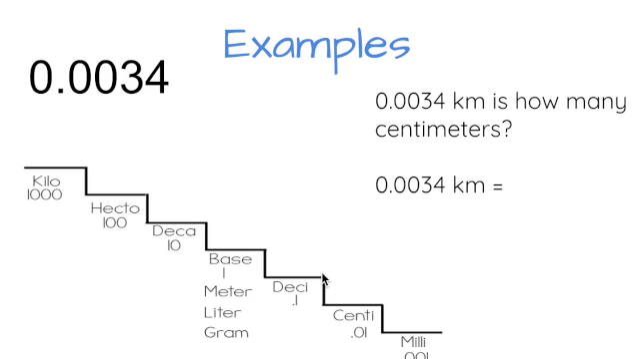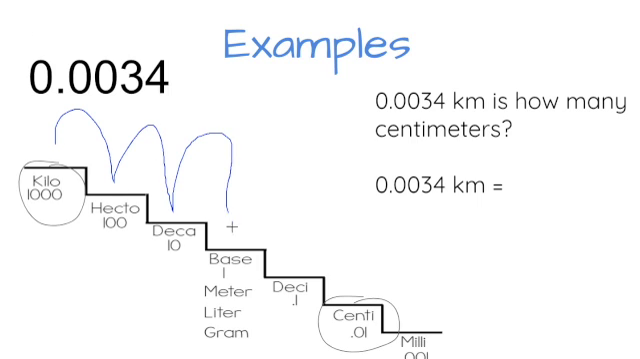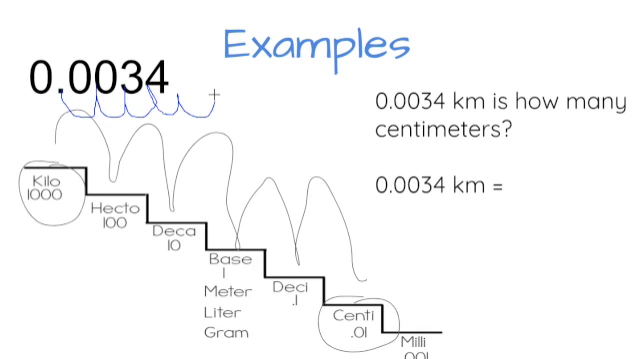Okay, we're going to try another example. This example gives us 0.0034 kilometers, and it's asking us to tell us how many centimeters that is. So where we start is we start at kilometers because that's what we're given right here. And where we're ending, we're going to end at centimeters right here. And now we bounce. We go 1, 2, 3, 4, 5. And that means we move our decimal 5 times. So up here we move it 1, 2, 3, 4, 5.